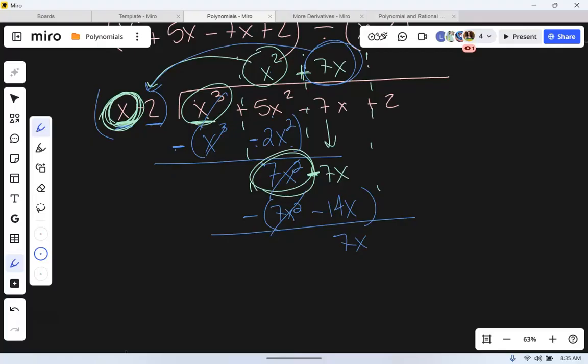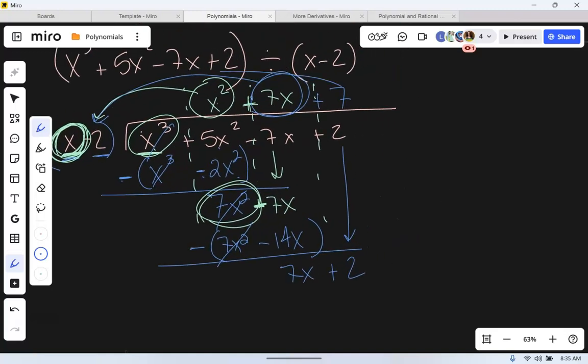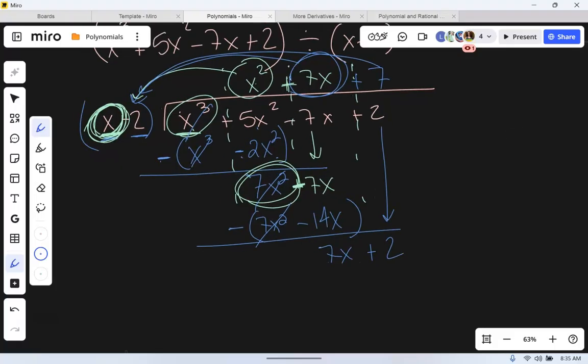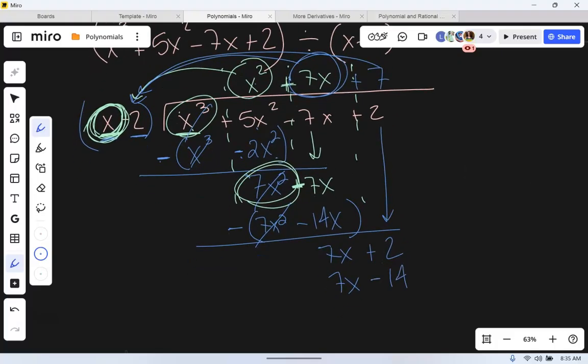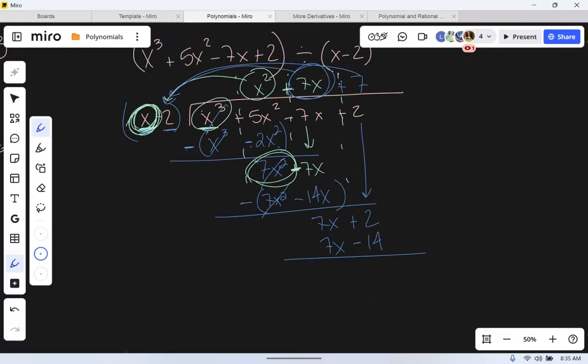Actually, I forgot to bring down the 2. X times what gives me 7x? 7. That goes up top in the constants column, and I'm going to multiply all the way around. 7 times x is 7x, and 7 times negative 2 is negative 14. Subtracting everything. First ones cancel as they should.